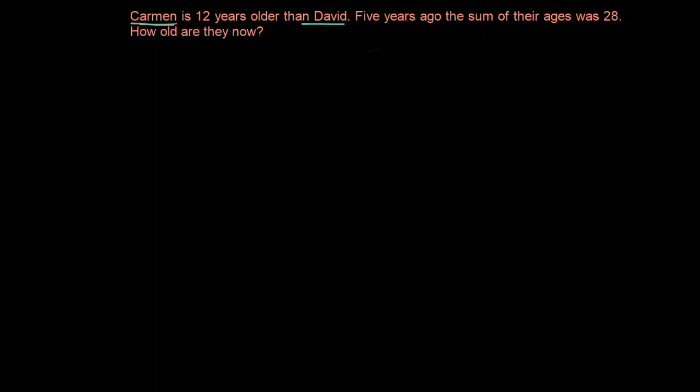So let's get started. Carmen is 12 years older than David, and 5 years ago, the sum of their ages was 28. How old are they now? What we're looking for is how old Carmen is and how old David is, which means there are two unknowns. So C for Carmen and D equal to David. Let's see what this is describing. Carmen is 12 years older than David. It means that Carmen is David plus 12.